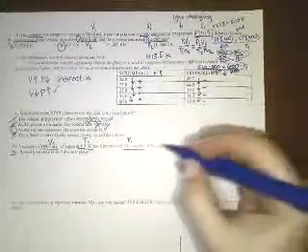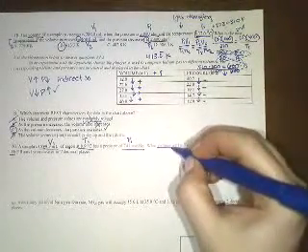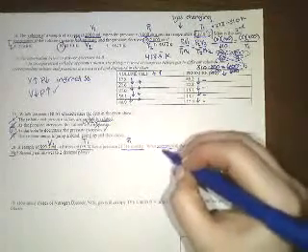So it looks like I have a first volume, a first temperature, a first pressure, a second temperature, and a second pressure. I also have a second volume. That's what I'm looking for because it says what volume. So V2 is what I'm looking for.